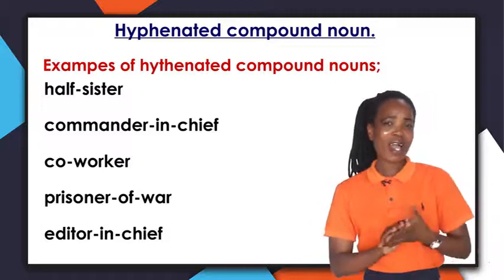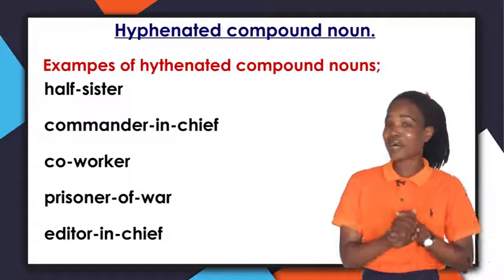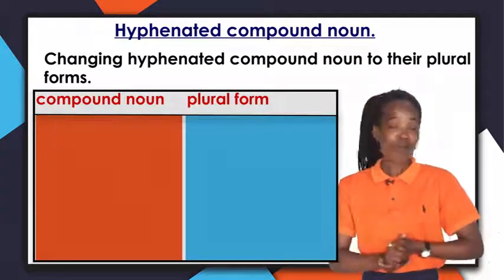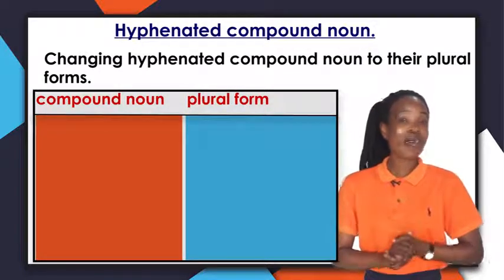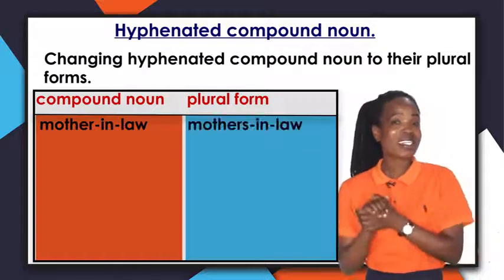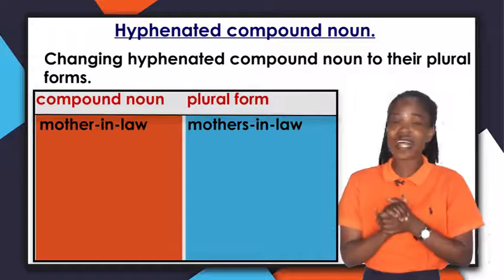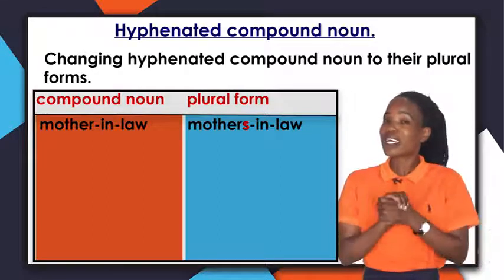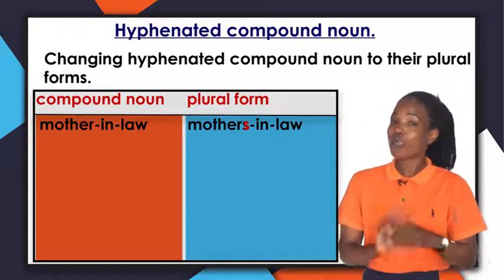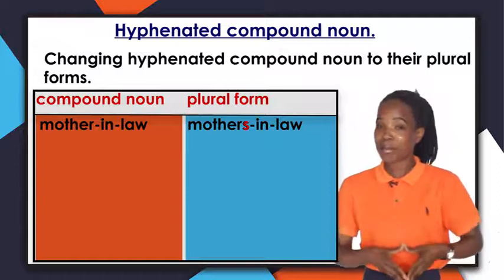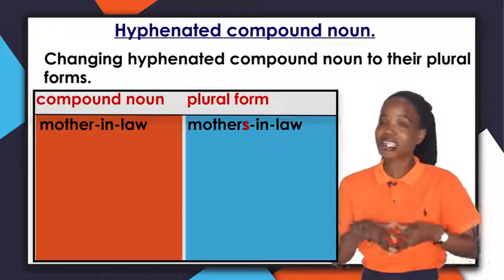At this moment, after identifying those hyphenated compound nouns, it's high time we change them to their plural form. To begin with is mother-in-law. The plural form of mother-in-law is mothers-in-law. Take a note of where letter S has been put. The first noun has taken the plural form. Therefore, letter S has been added onto the word mother, making the plural form of that compound noun mothers-in-law.